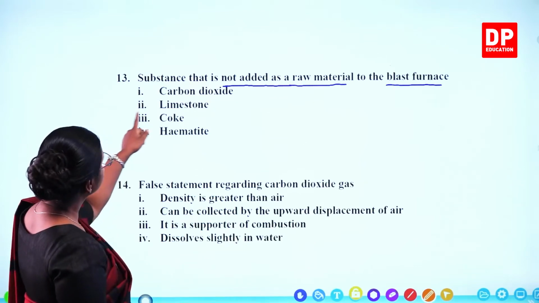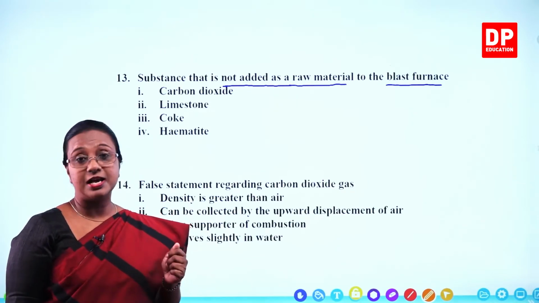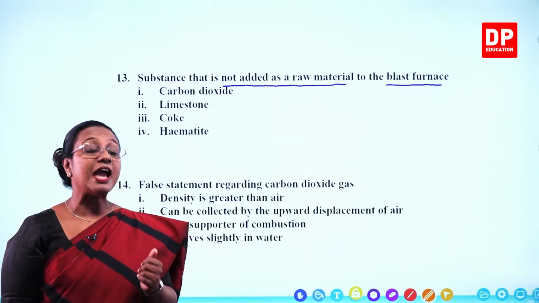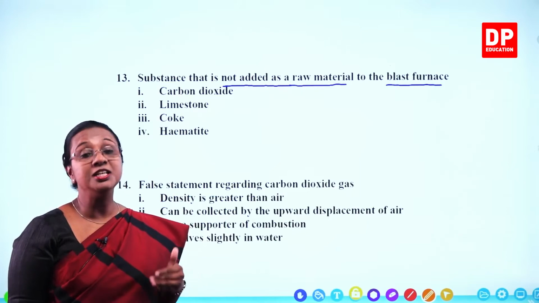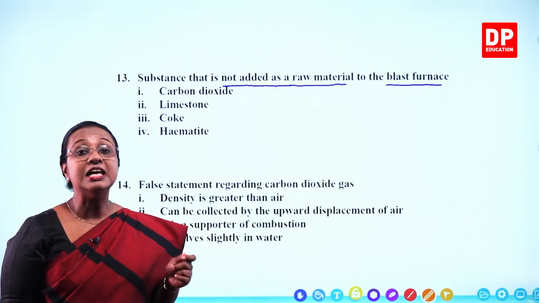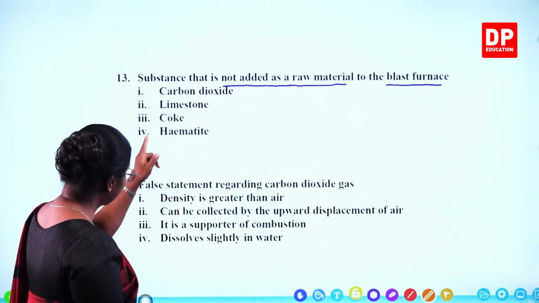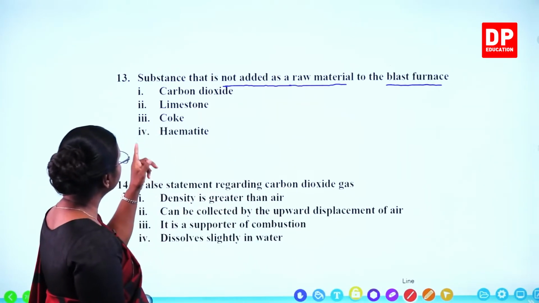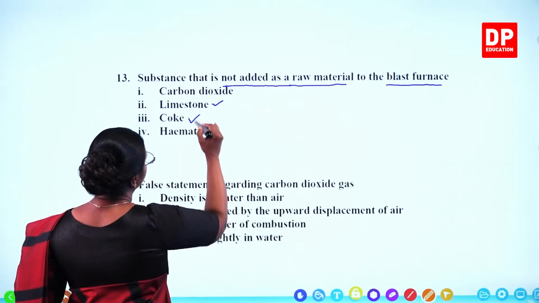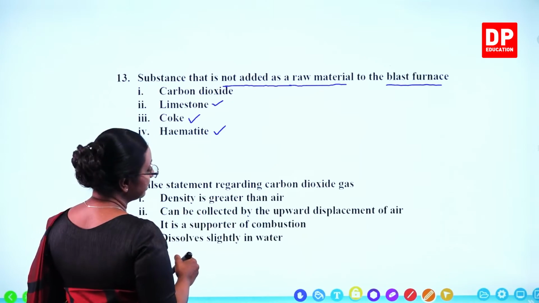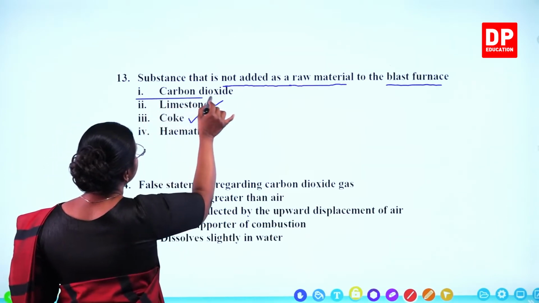Look at the answers. Carbon dioxide. So like we discussed now, when calcium carbonate decomposes, carbon dioxide is produced. When carbon reacts with oxygen, carbon dioxide is produced. That again reacts with carbon to form carbon monoxide. That is the reductant that reduces iron from its ore. So there carbon dioxide is present, but it is not a raw material. But as you know, students, you all can see limestone is a raw material, coke is a raw material and hematite is a raw material. So the substance that is not added as a raw material is carbon dioxide.